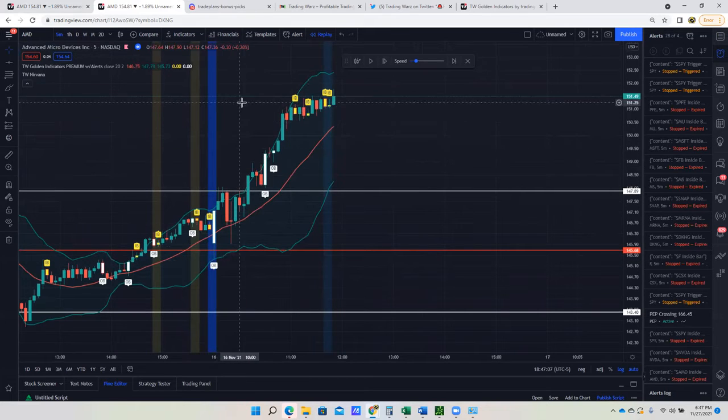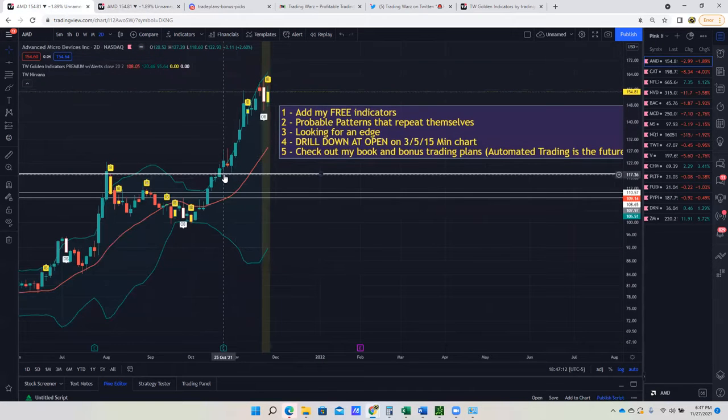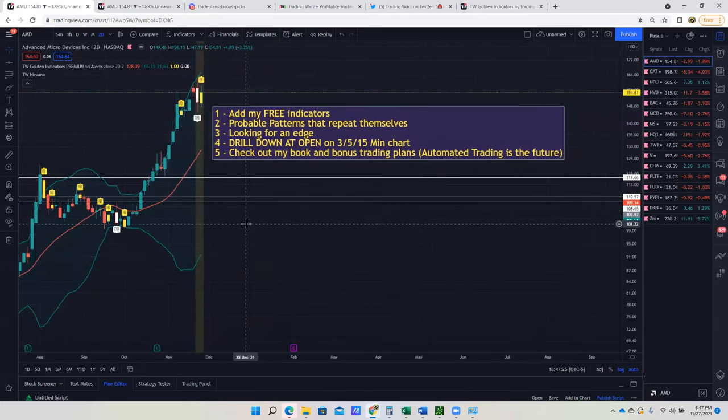And this, guys, is what I call the drill down method. What we're doing is we're starting off, finding those preconditions, those patterns that have an edge. Then we're going to drill down at the open on the 3, 5, and 15. And we're going to look for specific patterns: opening range breakouts, fractal trades, trigger trades. And we're going to take those trades and with good risk reward, we're going to try and make some money.